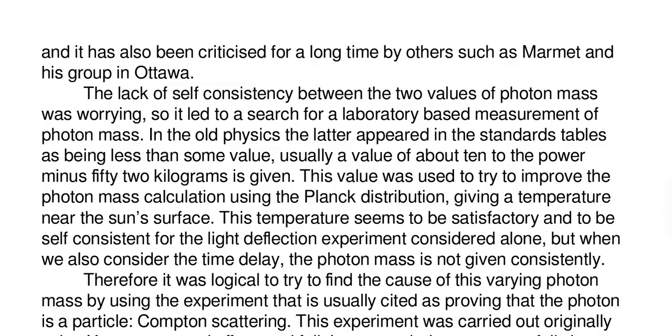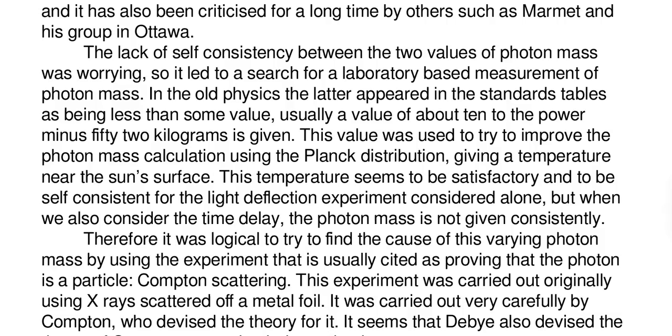In the old physics, the latter appeared in the standards tables as being less than some value. Usually a value of about 10 to the power minus 52 kilograms is given. This value was used to try to improve the photon mass calculation using the Planck distribution giving a temperature near the Sun's surface. This temperature seems to be satisfactory and to be self-consistent for the light deflection experiment considered alone. But when we also consider the time delay, the photon mass is not given consistently.